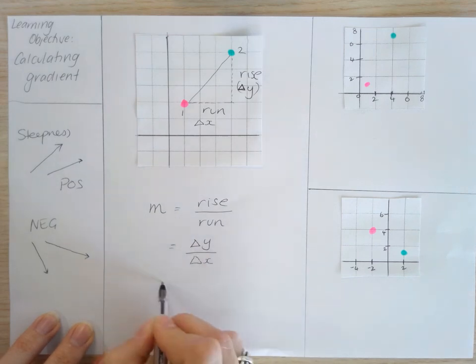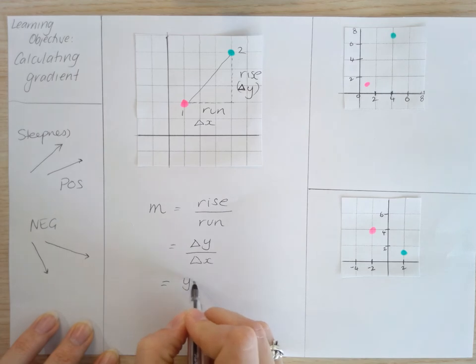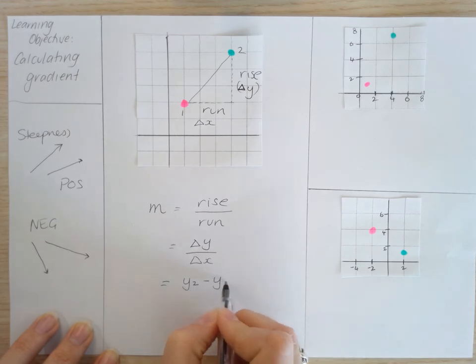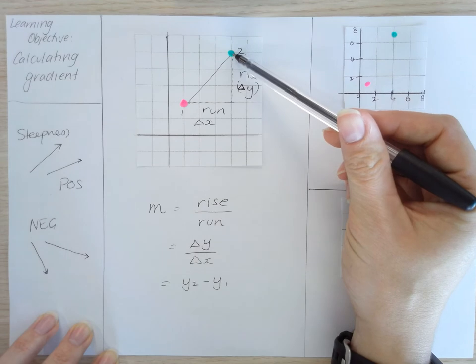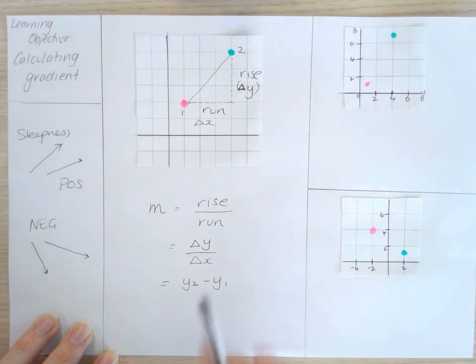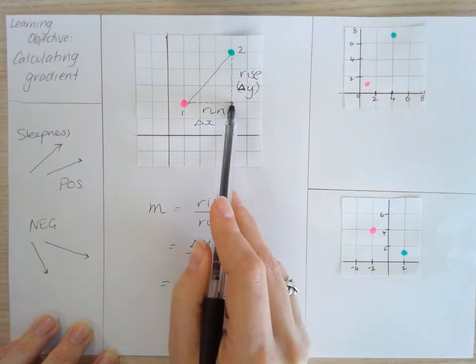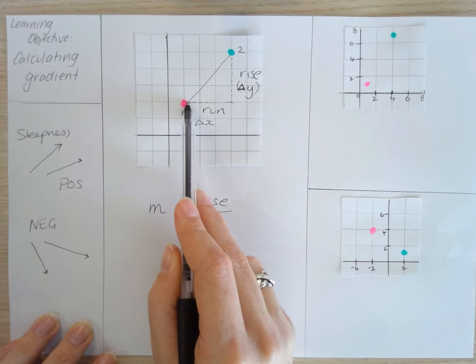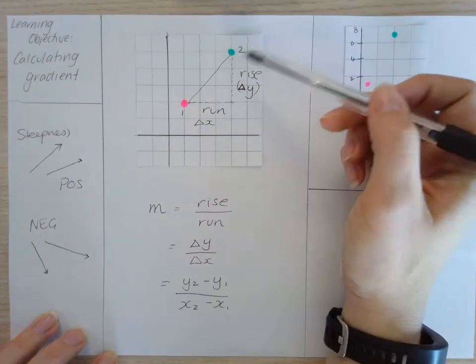x. But our actual formula I would like you to learn, please, is that we are looking at the y2 value, take the y1 value, remembering that this is how high the first one is and this is how high the second one is, and we are subtracting that to get this value here, divided by our second x point, take our first x point. Remember, our second x point is this far along and it goes back to here.